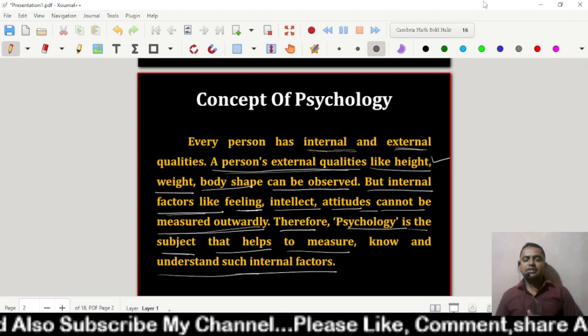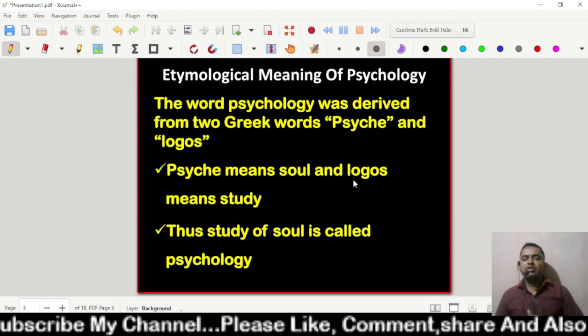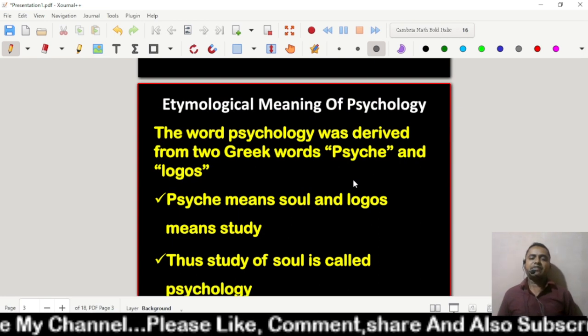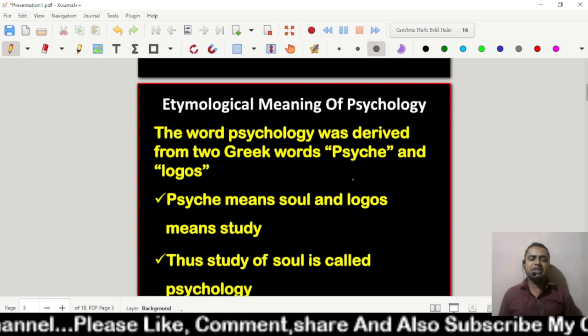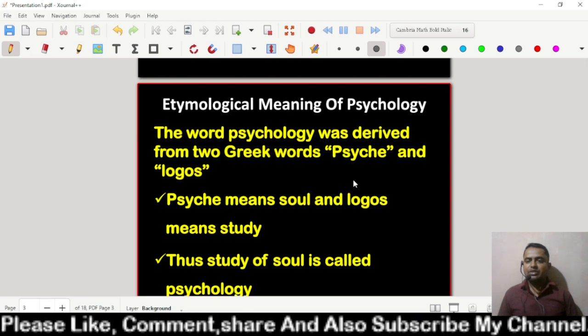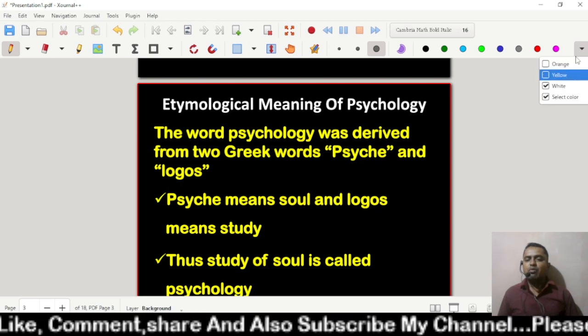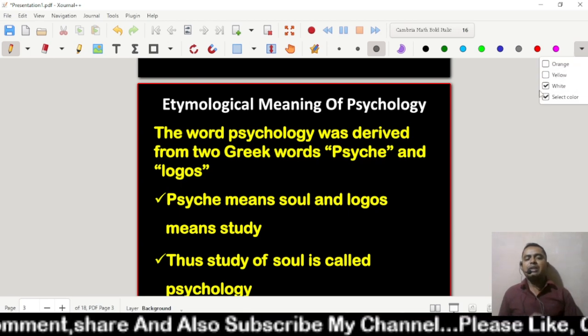Next, the etymological meaning of psychology. My dear friends, first of all try to understand what the etymological meaning is. Etymological means word to word. Word to word meaning of what? Psychology.